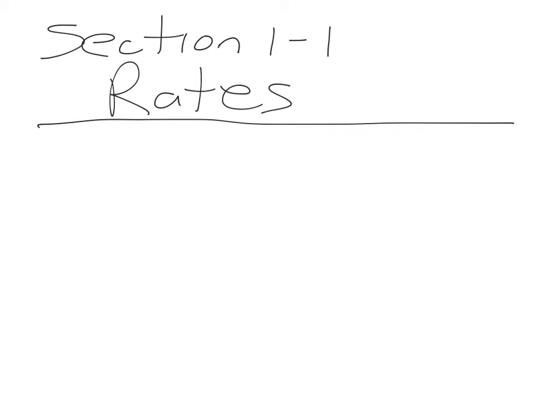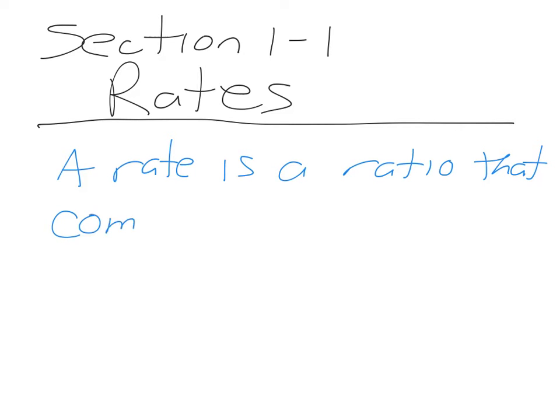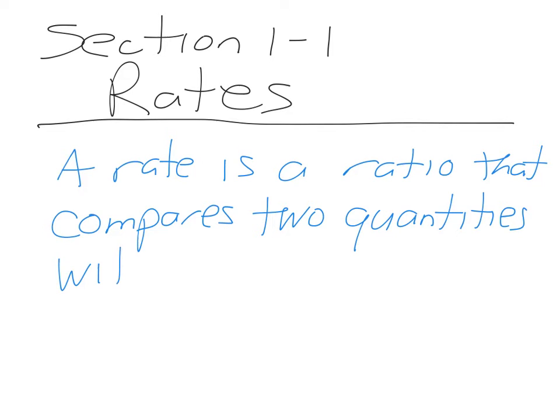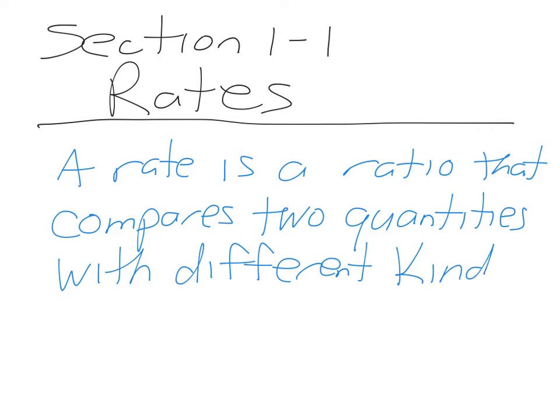For example, first thing we're going to write down. A rate is a ratio that compares two quantities with different kinds of units. So a rate is a ratio. Now hopefully you remember what a ratio is from 6th grade, but a rate is a ratio that compares two quantities with two different kinds of units.